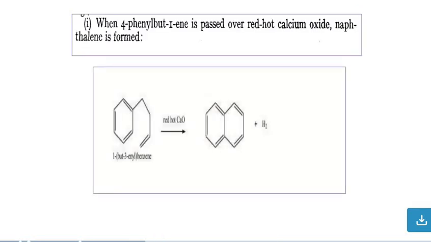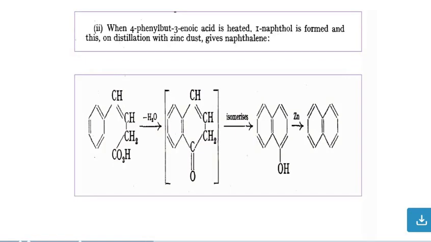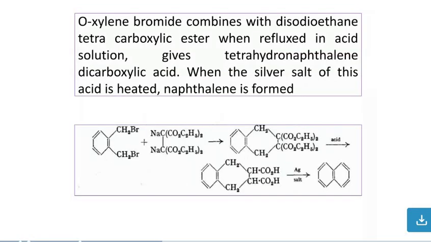Now, synthesis of naphthalene. When 4-phenyl-butene is passed over red-hot calcium oxide, naphthalene is formed. When 4-phenyl-butenoic acid is heated, a naphthol is formed, and this on distillation with zinc dust gives naphthalene. Look at the reaction scheme.